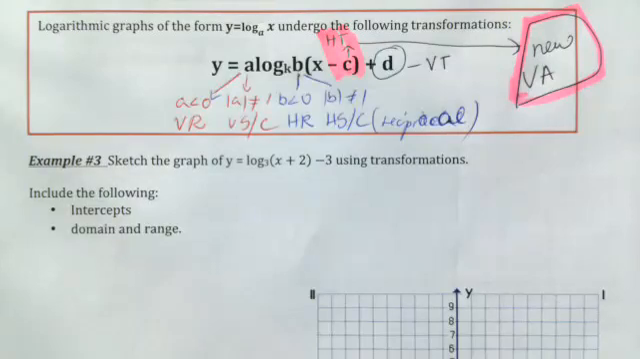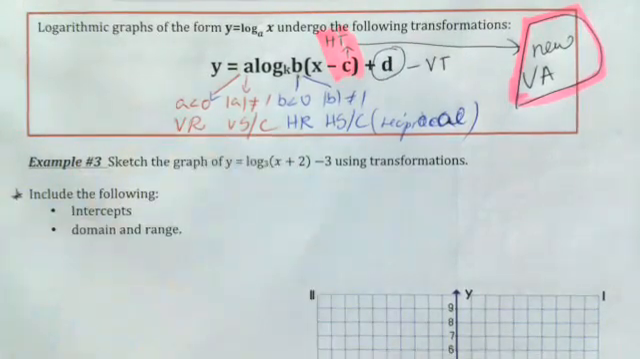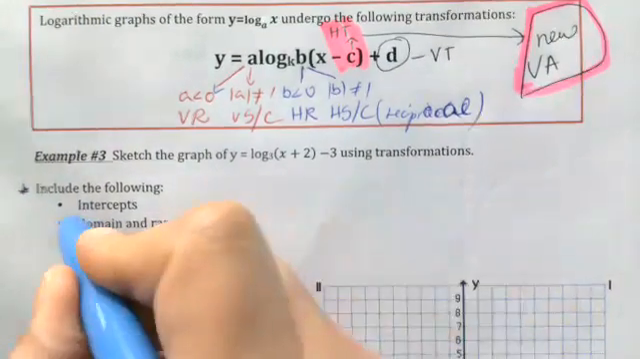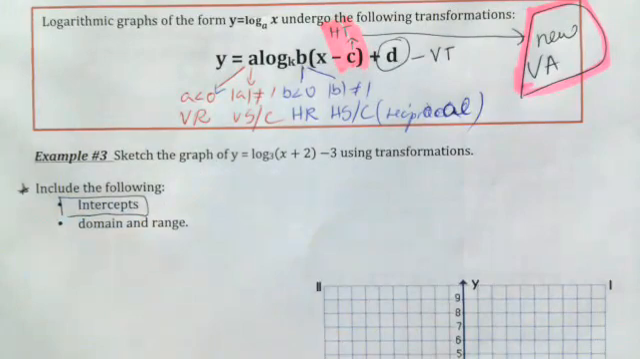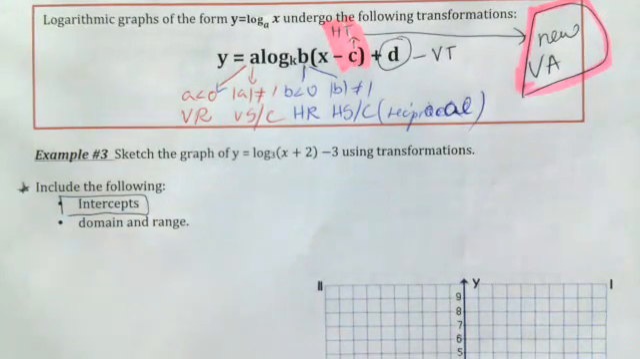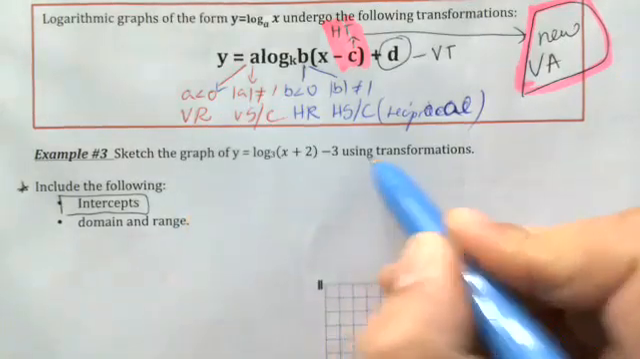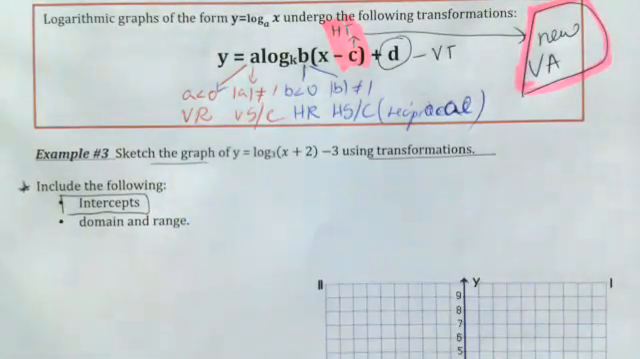Example 3. Sketch the graph of y equals log in base 3 of x plus 2 minus 3 using transformations. The question on top of transformations says also include the intercepts and domain and range. Intercepts is maybe one that we will focus more on. Domain and range you're really good at by this time. You know how to read domain and range from the graph. So let's first deal with sketching using the transformations.